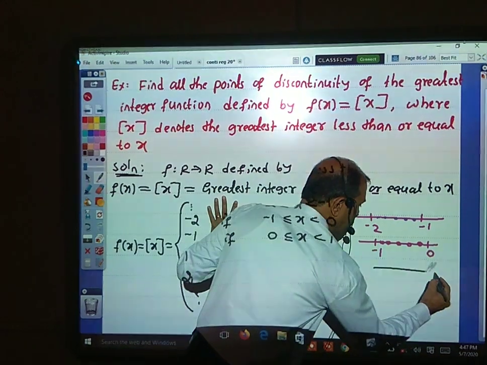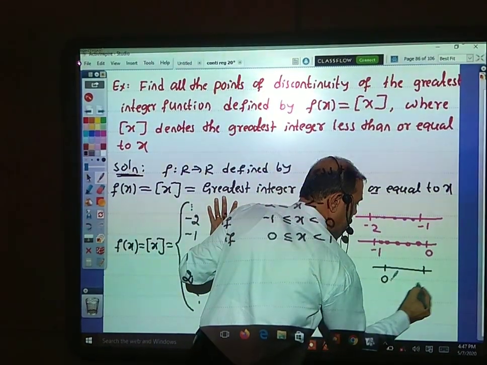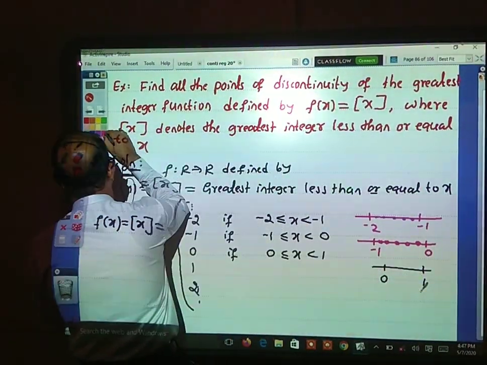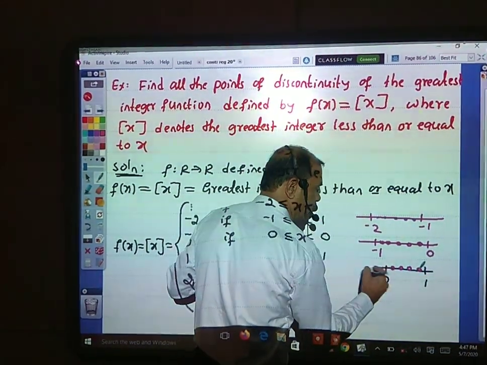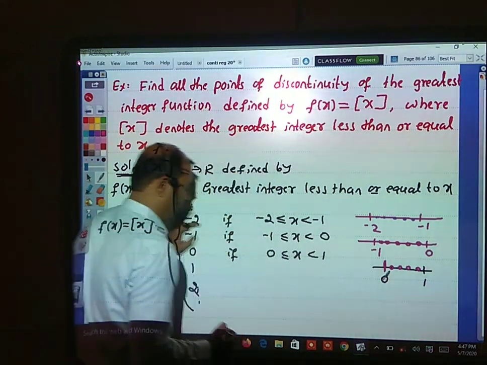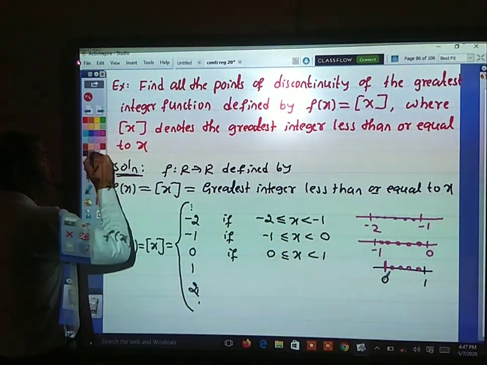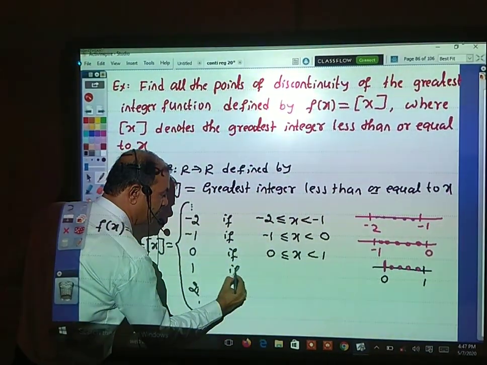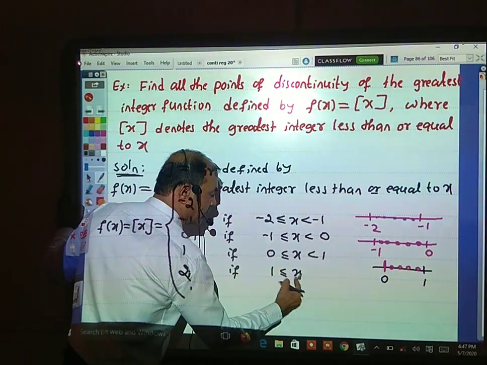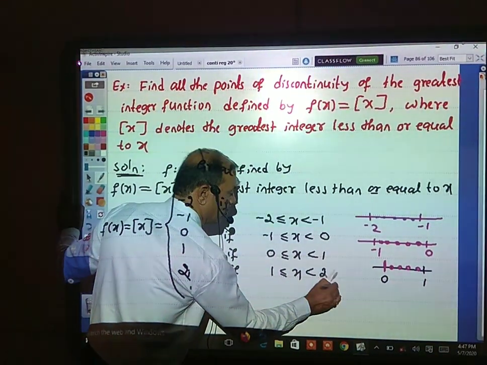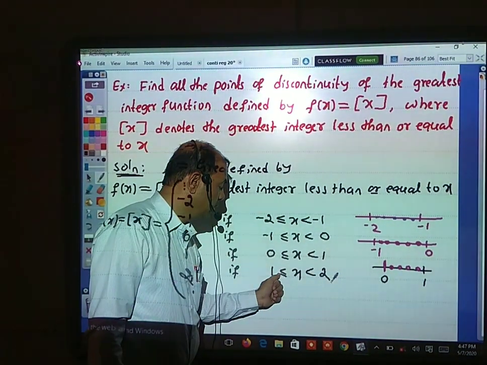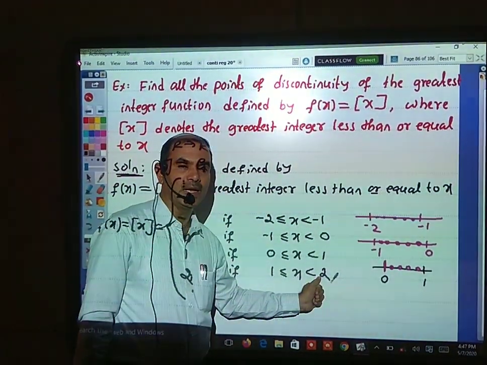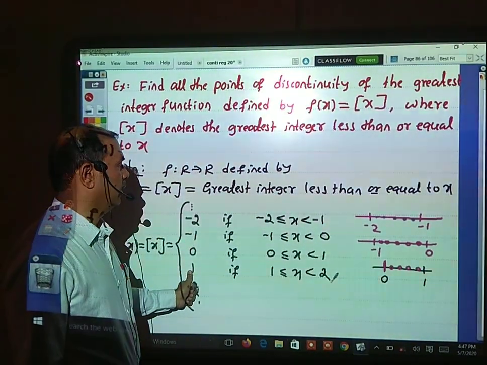Suppose this is 0 and this is 1. Between 0 and 1, if you take the greatest integer of any number, what should the answer be? 0, like that. Okay, and it will be 1 if x is greater than or equal to 1 but less than 2. Between 1 and 2, including 1 but strictly less than 2, again it is 1.